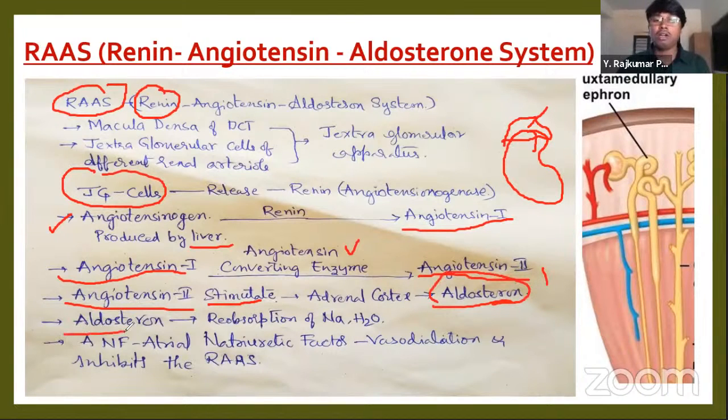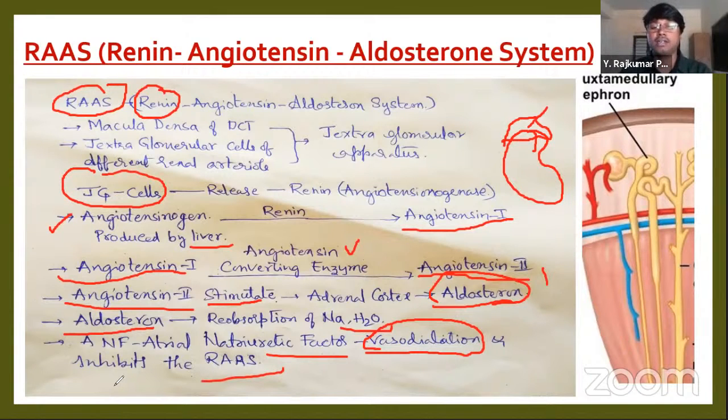Aldosterone, which is produced by the adrenal gland, helps in the reabsorption of sodium ions and water. It increases the reabsorption process. Atrial natriuretic factor, which we have just learned, is a vasodilator. It dilates the vessels and increases the diameter of the vessels, and it inhibits the RAS system. So if the RAS system continues further, it is inhibited by ANF.